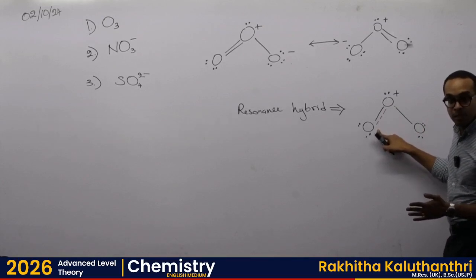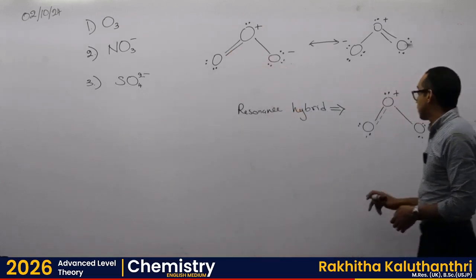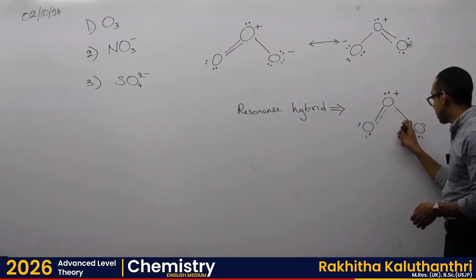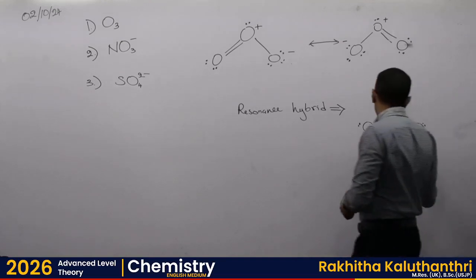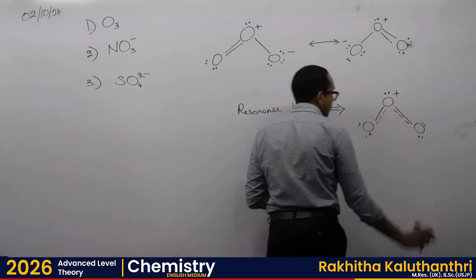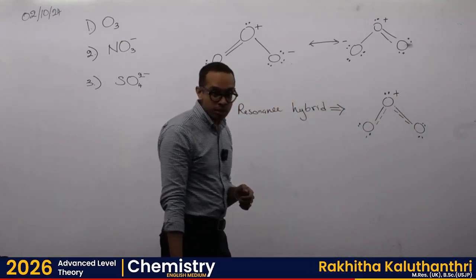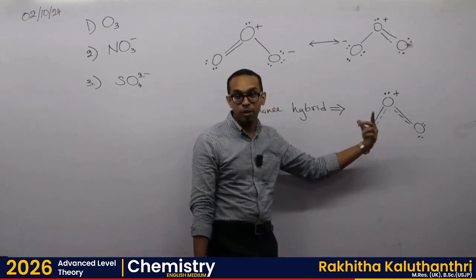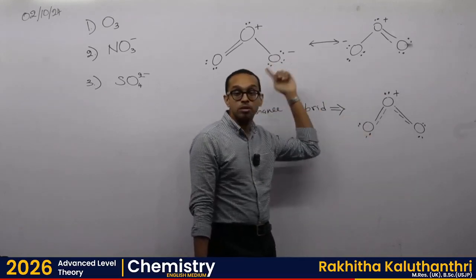Is that clear? The total number of bonds is 3. You can see 1, 2, 3. So between this oxygen and this oxygen, and this oxygen and this oxygen, is having the same number of bonds. So the bond order would be around 1.5. Is that clear? Is it understood? So 1.5 here, 1.5 here, together 1.5 multiplied by 2 is 3 bonds.